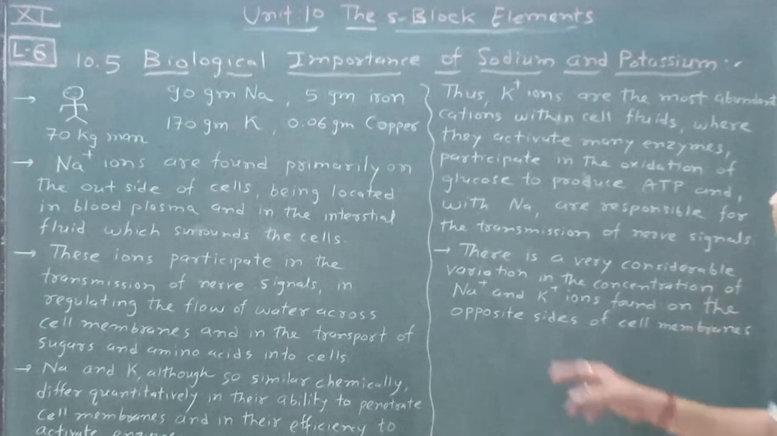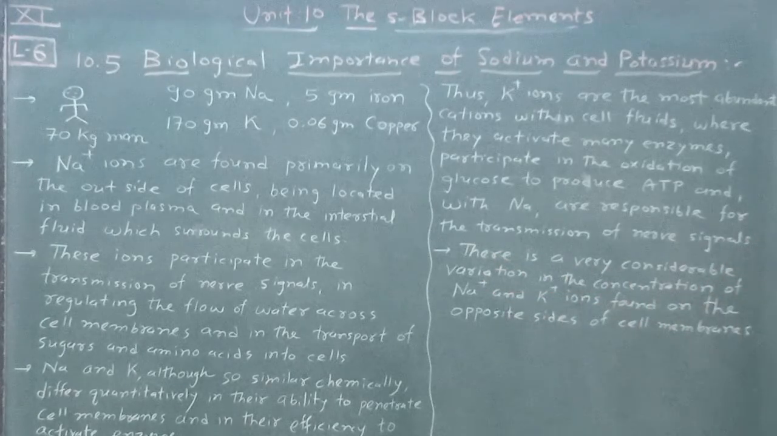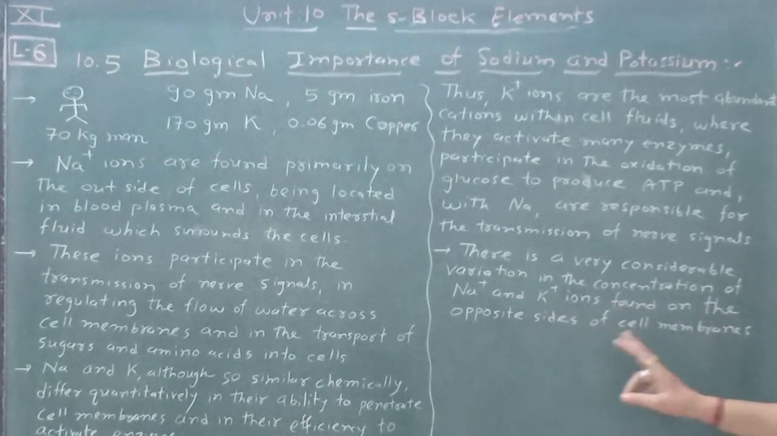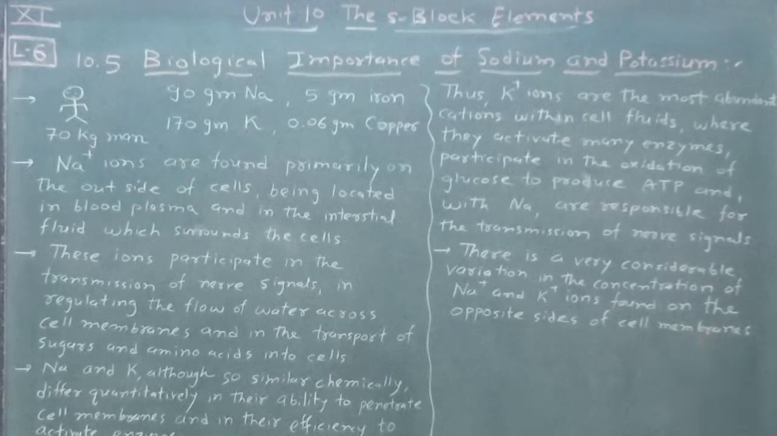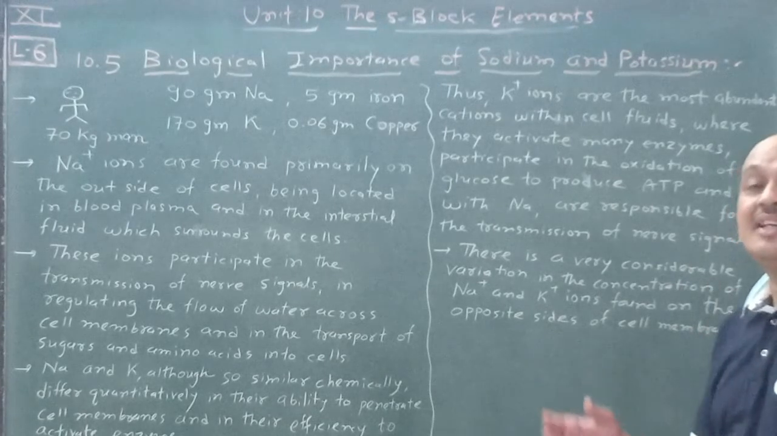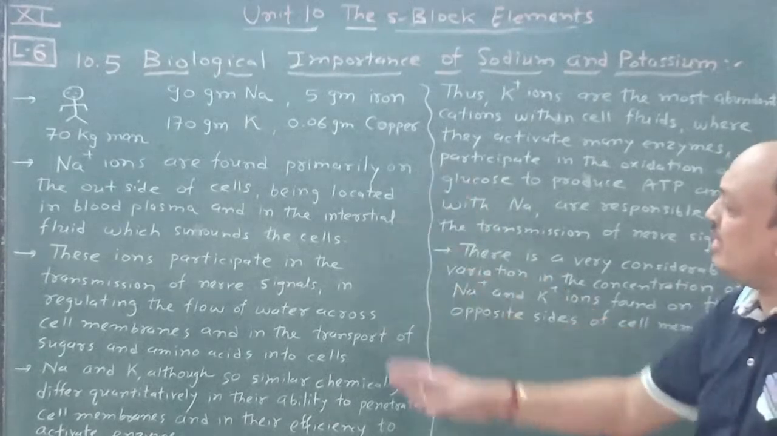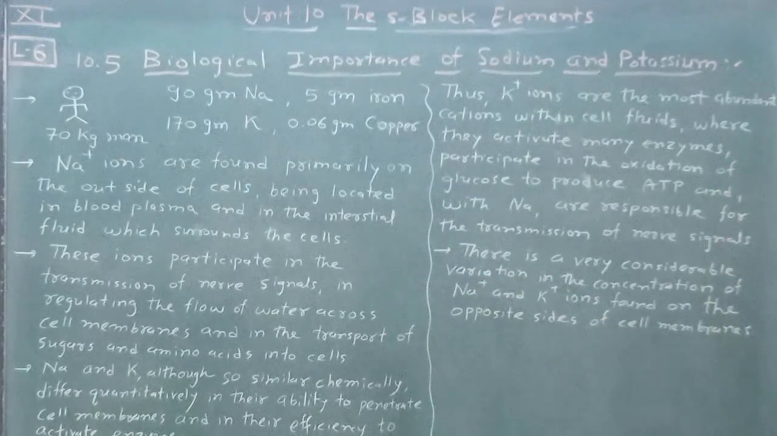Nerve signals are there. There is a very considerable variation in the concentration of Na+ and K+ ions found on the opposite sides of the cell membrane. If this concentration is changed, at that time you become a victim of diseases. Just learn it, it's a very easy biological topic.